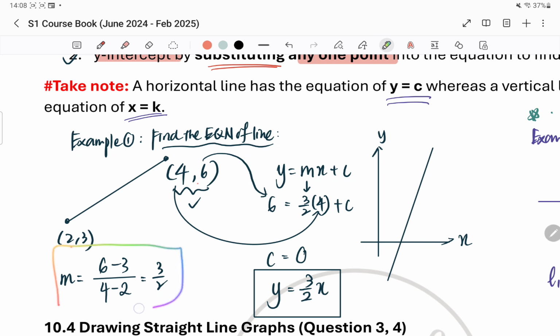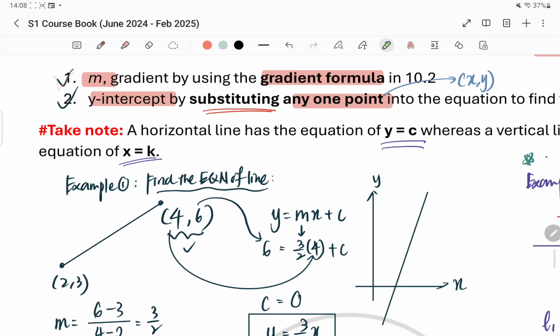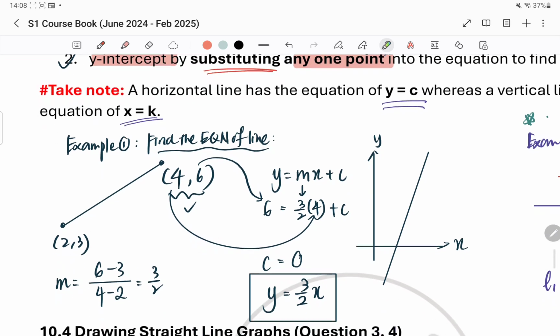So in this case, you have (2, 3) and (4, 6). I find my gradient first. Gradient equals (y2 minus y1) over (x2 minus x1). So (6 minus 3) over (4 minus 2). Your gradient is 3 over 2. This is your m value. So number 1, we finish. We found the gradient. Now I need to use any one point to find the value of c, which is the y-intercept.